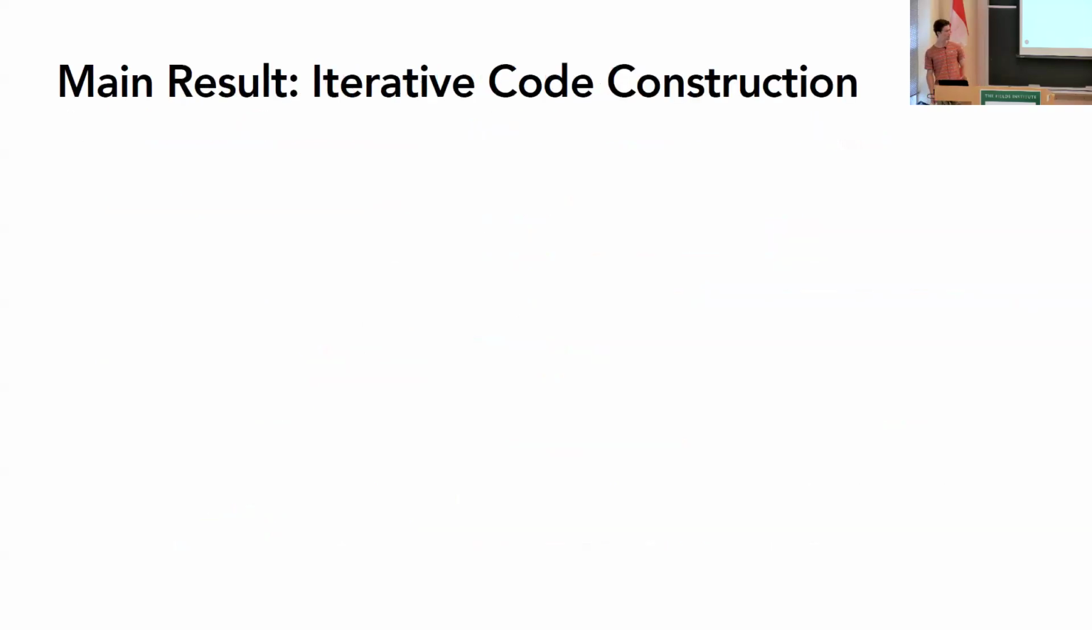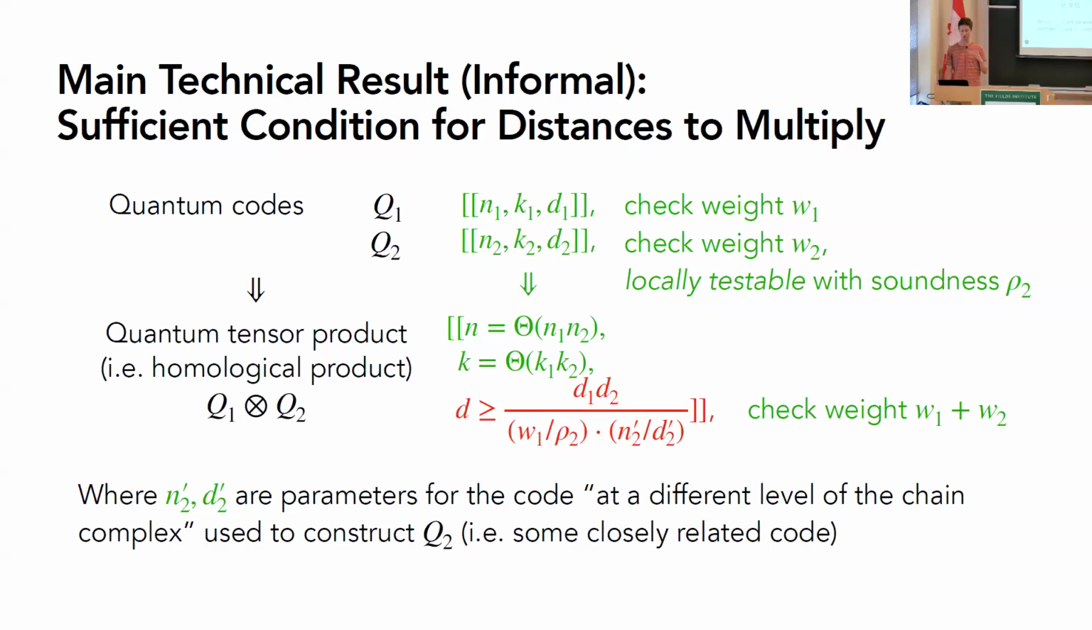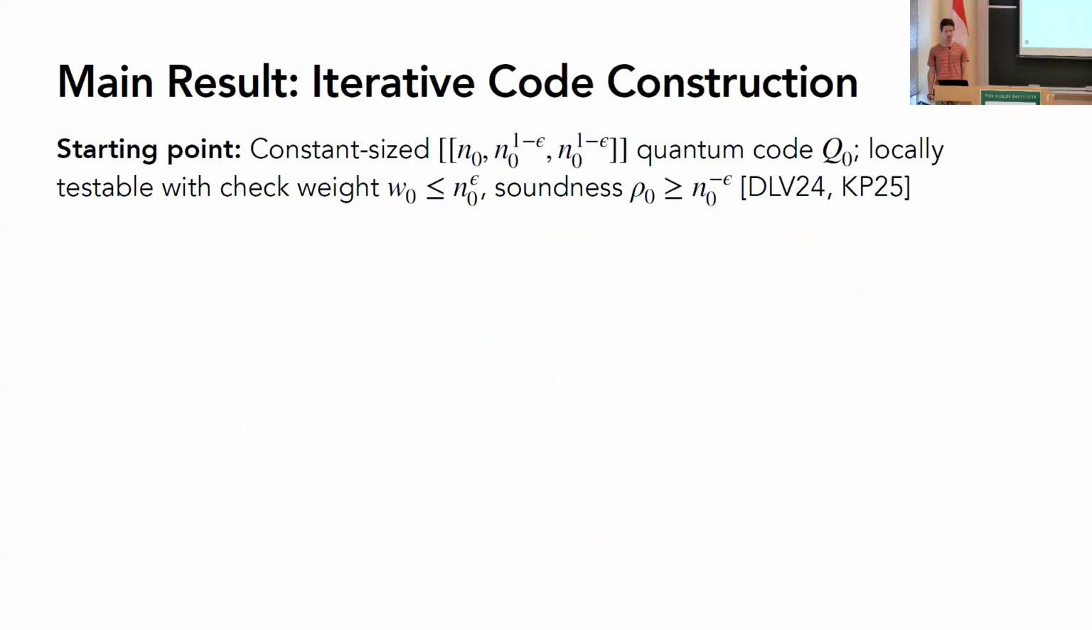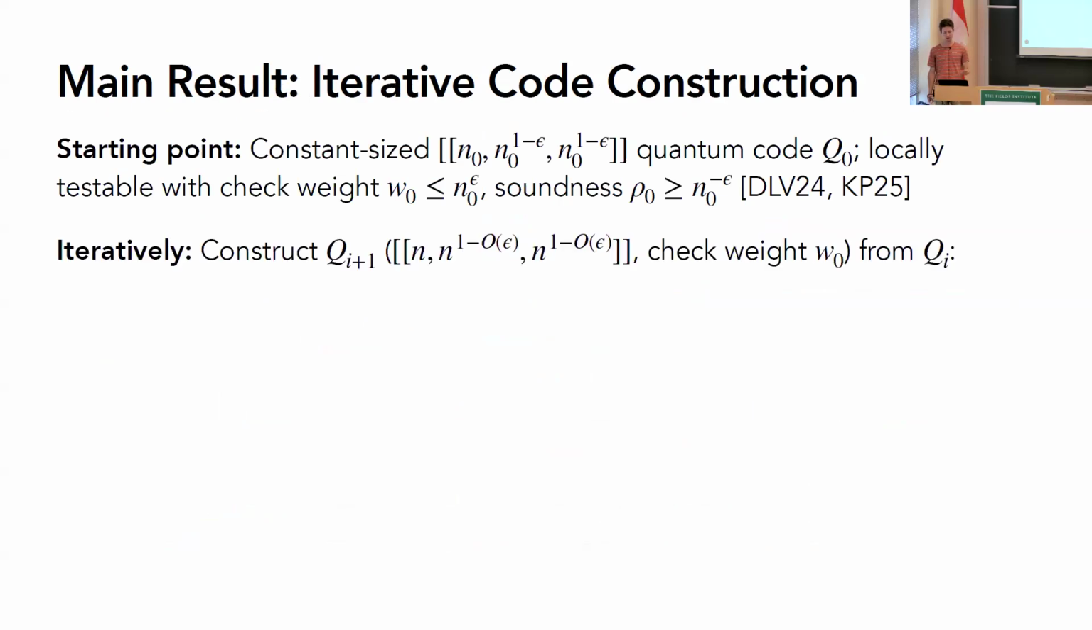Right. So I'll now just briefly give a couple more details on how we apply this in our iterative construction. Then I'll try to explain the intuition for why this result is true. So as I mentioned before, we start with just a constant size quantum locally testable code with check weight much less than the block length and soundness fairly close to a constant. Or I guess n naught here is a constant. So really both of these are constants.